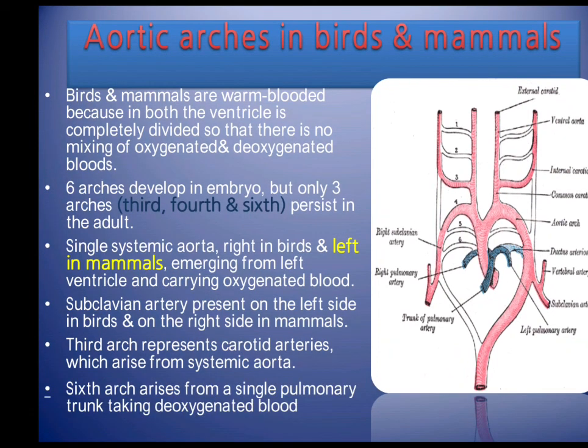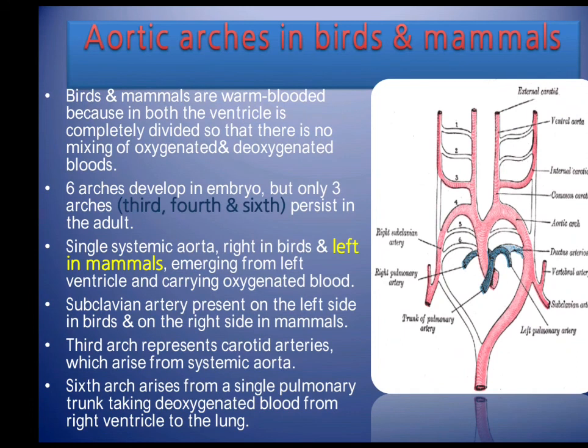Now if we talk about the sixth arch, it arises from a single pulmonary trunk taking the deoxygenated blood from the right ventricle to the lungs. So this is the single trunk which is taking the deoxygenated blood from the right ventricle of the heart to the lungs. So this is the arch which is made at the sixth arch level.